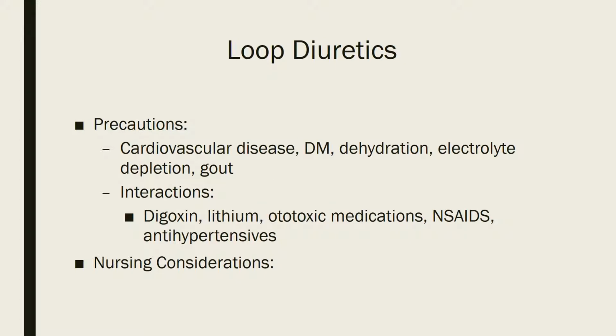Precautions: cardiovascular disease, diabetes mellitus, dehydration, electrolyte depletion, and gout, which we talked about. The reason for gout is because the uric acid can be high, as well as all your electrolytes you need to keep an eye on, because once again, potassium is the biggest one you want to pay attention to. Clients taking digoxin, lithium, ototoxic medications, NSAIDs, and antihypertensives just need to be cautious with those medications.